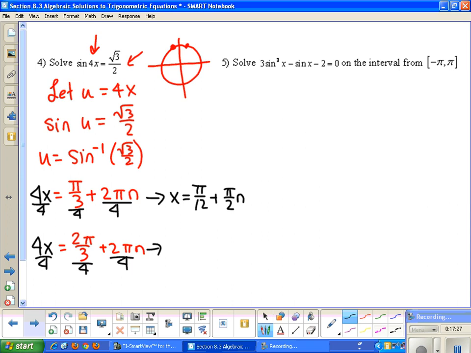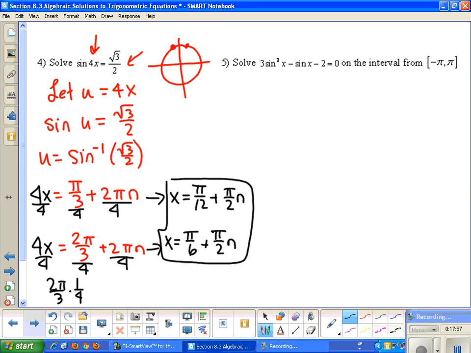So 2 pi over 3 divided by 4 is the same thing as 2 pi over 3 times 1/4. So that would be 2 pi over 12, which is pi over 6. So x is equal to pi over 6 plus 1/2 pi n, which becomes pi over 2 n. So these would be all of my solutions that I have for these two equations.